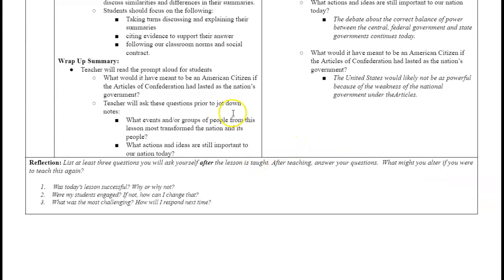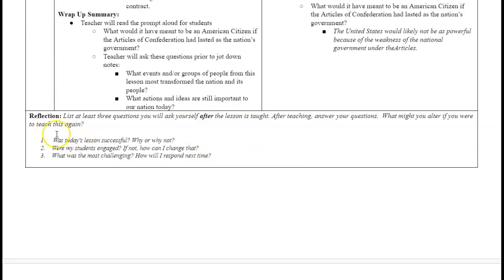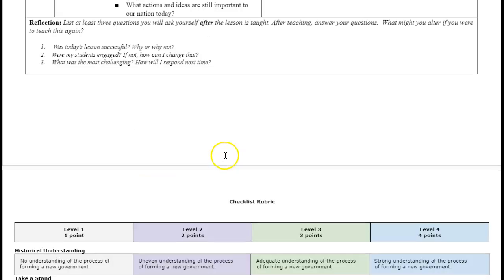For the lesson, my reflection would be this. Why today's lesson was successful, why or why not, were my students engaged, if not, how can I change that, what was the most challenging, and how can I respond next time?